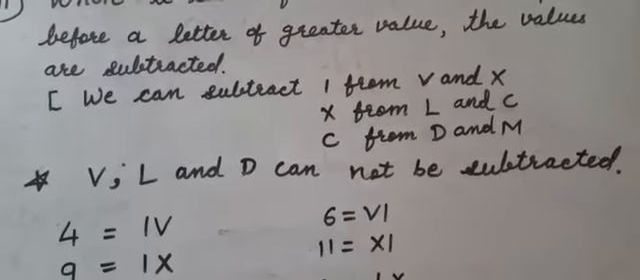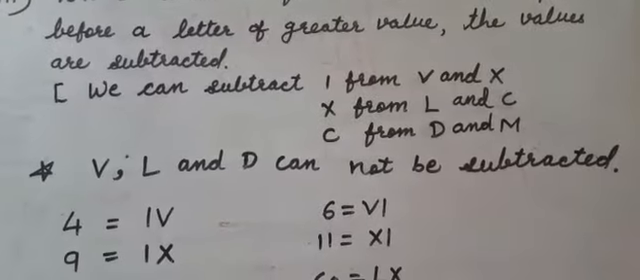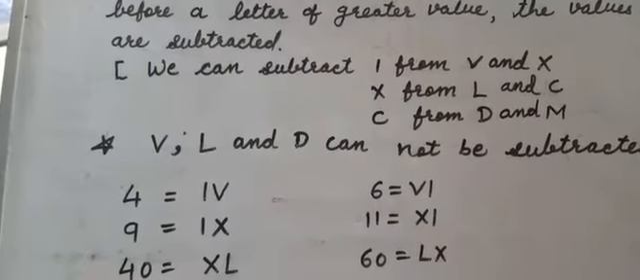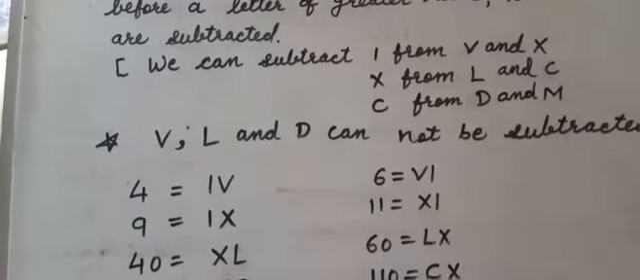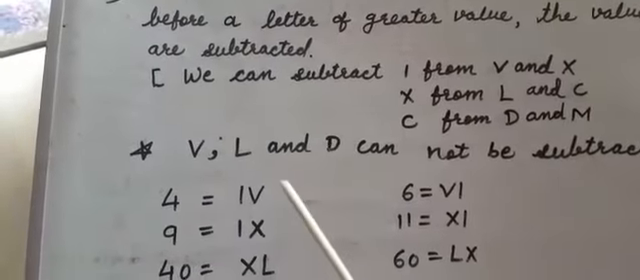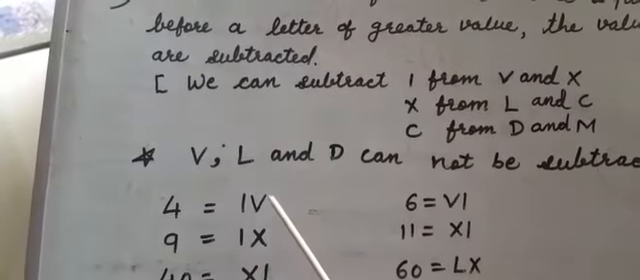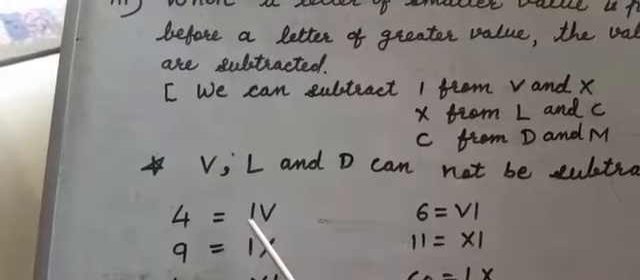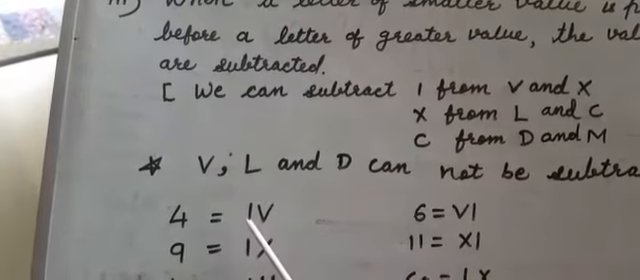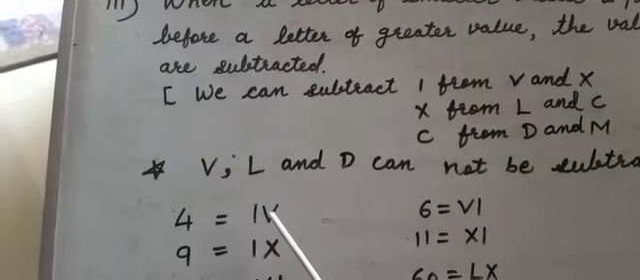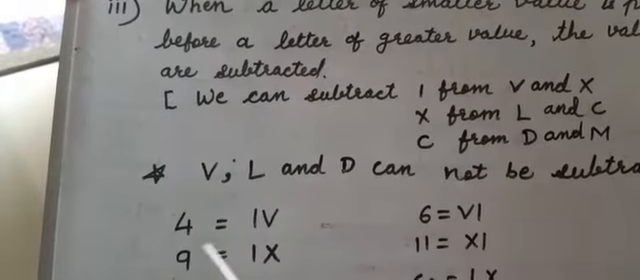V, L and D cannot be subtracted. Now we will understand this rule with the example. Like if you want to represent 4, we cannot repeat I four times. So here you can see this V. Before this V, if I have written I, it indicates that I will subtract this I from V. The value of V is 5. 5 minus 1 will give me value 4.